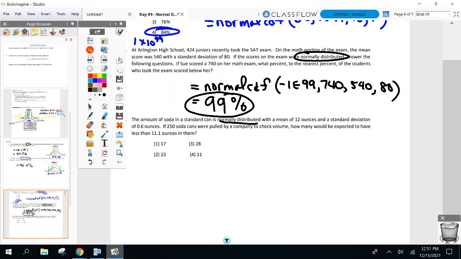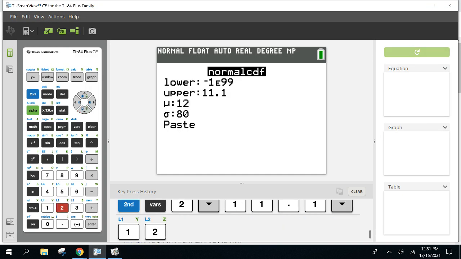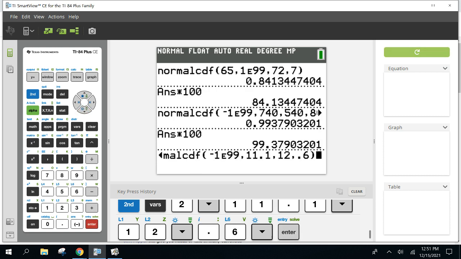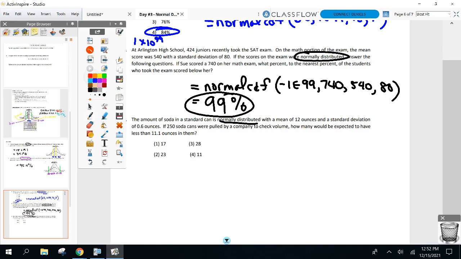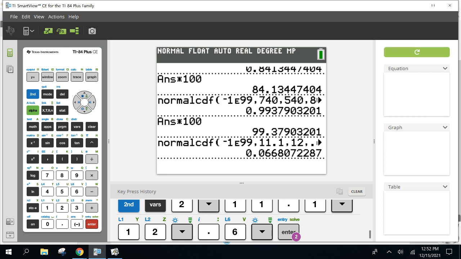What was my mean? 12. And a standard deviation, 0.6. All right, good. Paste that in there. Write it down on my key here. And we find out there's my percent as a decimal, right?